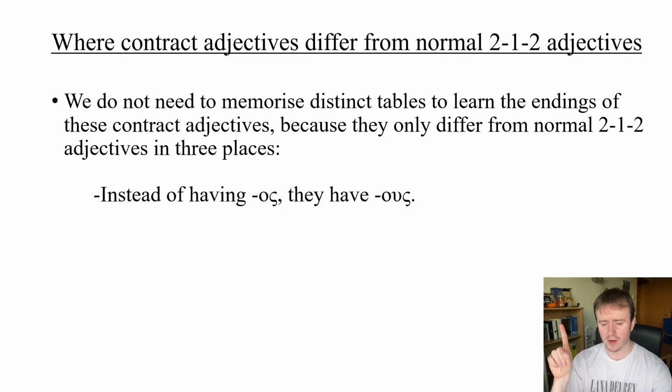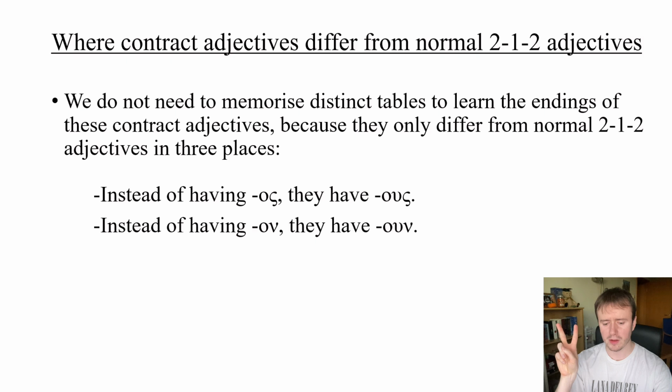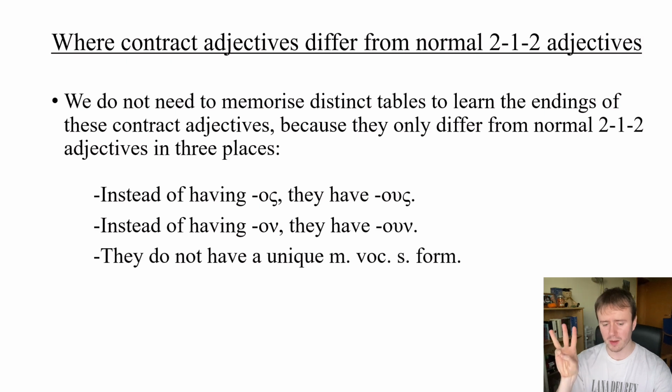Firstly, instead of having os, they have us. Secondly, instead of having on, they have un. And thirdly, they do not have a unique masculine vocative singular form. Those are the 3 places where they differ from normal 2-1-2 adjectives. If you remember these 3 points of difference, then you'll be able to decline contract adjectives.